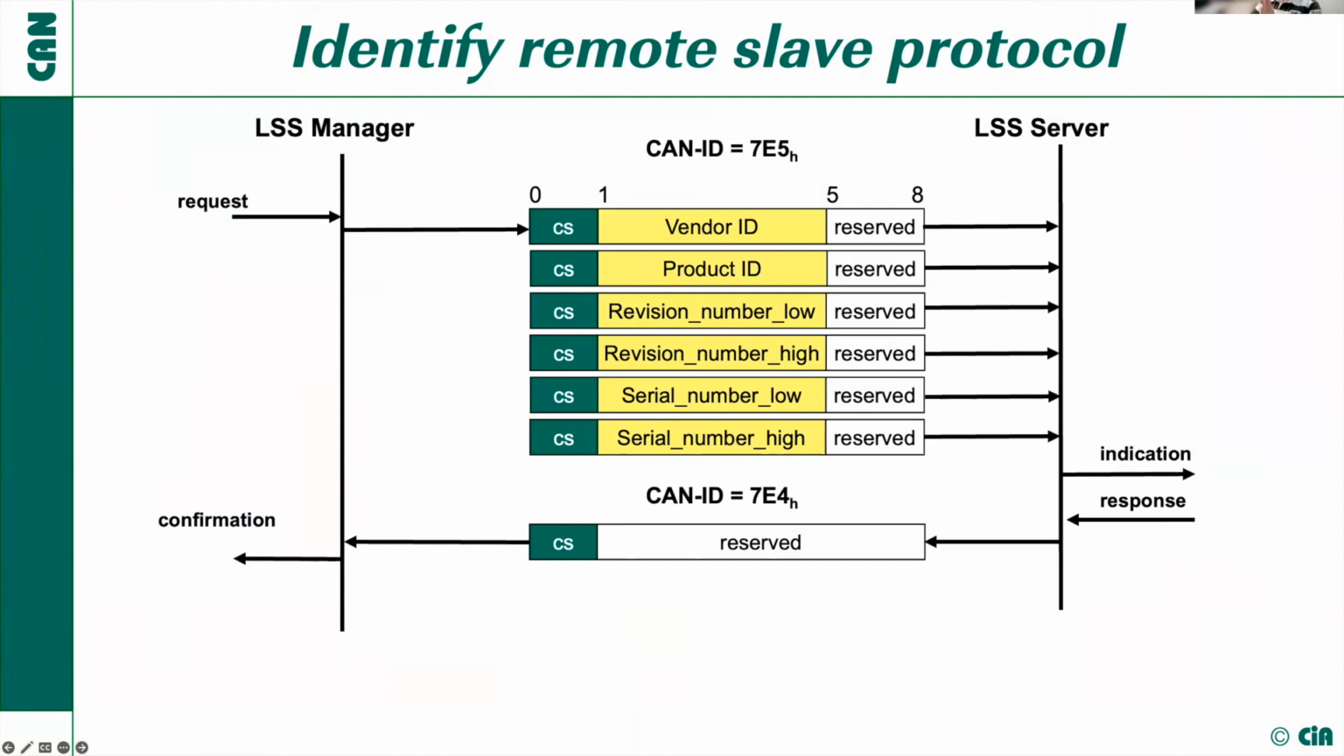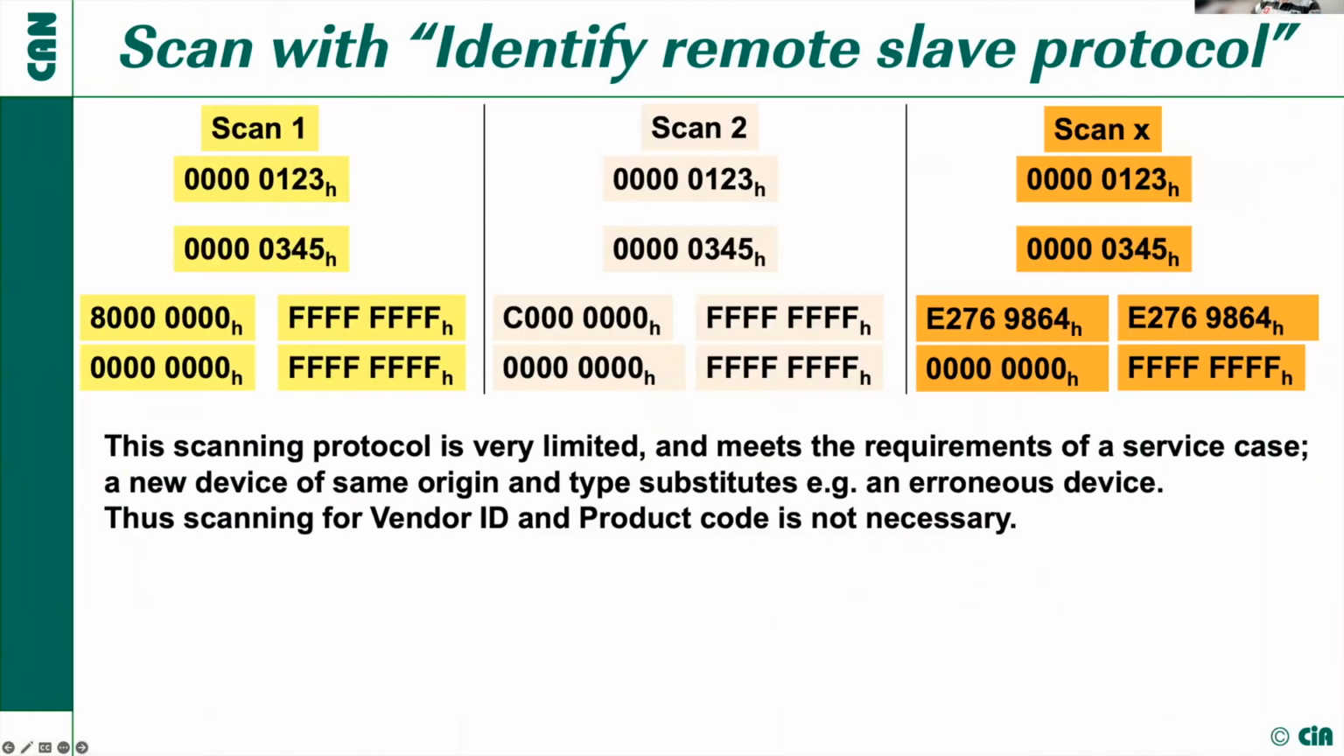And then you have to search. And this was the identify remote slave protocol. Then you can double check: is there a device out there that matches this scanning range? And if yes, these devices answer with the classical CAN frame 7E4 and say, yes, here I am. So by narrowing the limits of revision number and serial number, the host controller, the LSS manager, can now identify a single device. So we have some scanning cycles here.